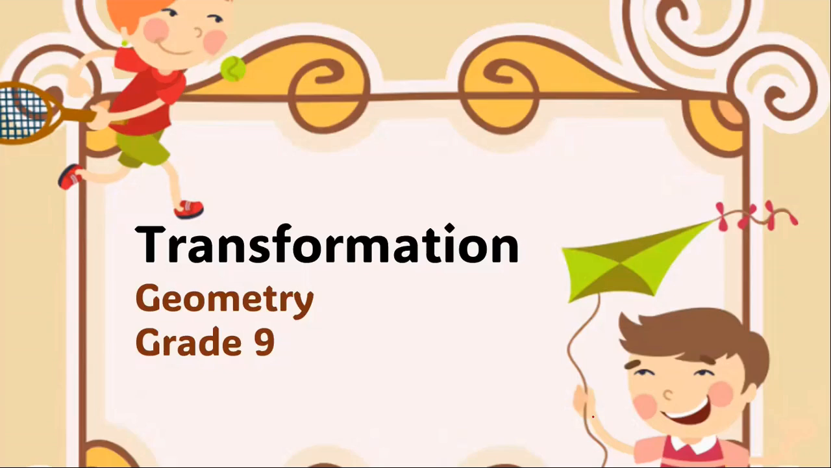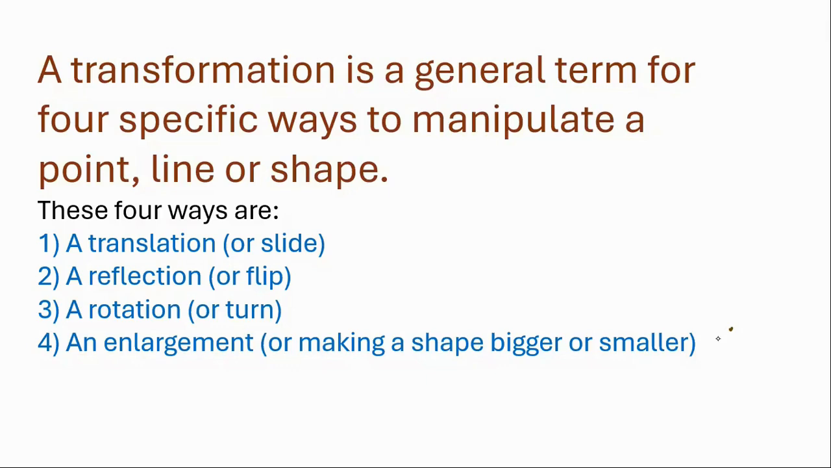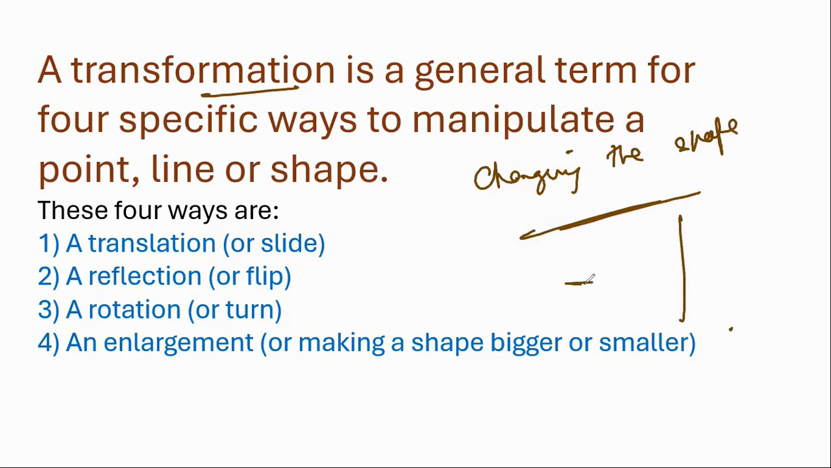So why is it a part of geometry? Because here we are dealing with the xy plane, because whatever we are doing with the shape, we are doing on the xy plane, so that's why it's called geometry. What is the first thing that we have to understand? A transformation is a term for four specific ways to manipulate or change a point, line, or shape. Because we are in grade 9, we have to transform a shape. It could be a rectangle, a square, or a closed shape that we have to manipulate. There are four ways of transformation. Transformation means changing the shape within the xy plane.